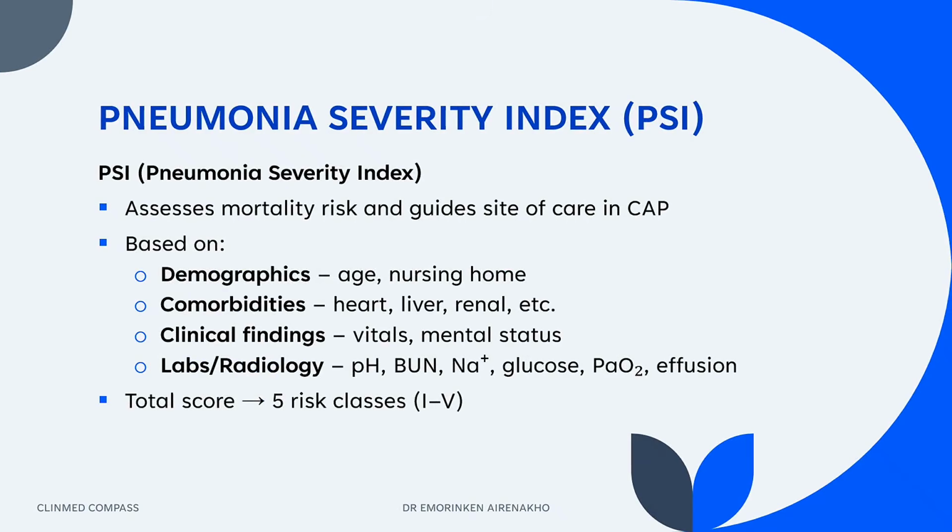Next is the Pneumonia Severity Index, PSI. It assesses mortality risks and helps to determine the site of care in community-acquired pneumonia. It uses several variables, like the demographics, which includes the age, comorbidities, heart, liver, renal disease, clinical findings, the vital signs, mental status, laboratory findings, as well as findings on imaging. The PSI classifies patients into 5 risk classes, 1 to 5.